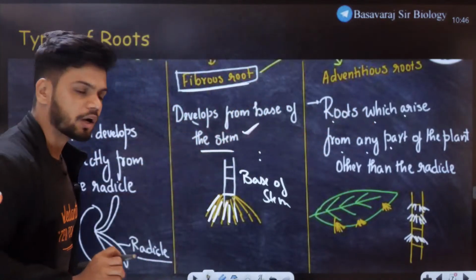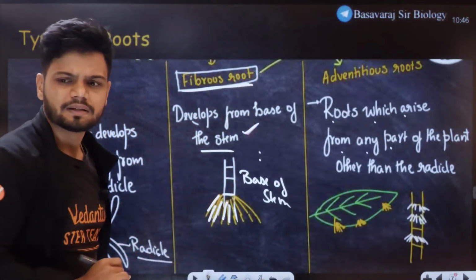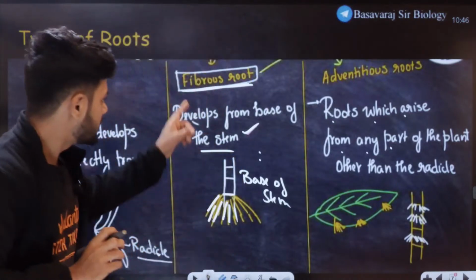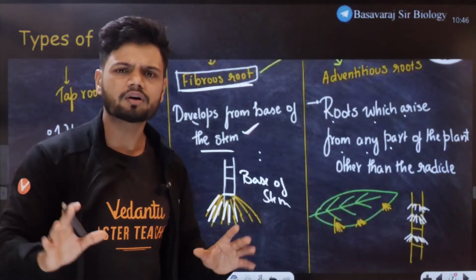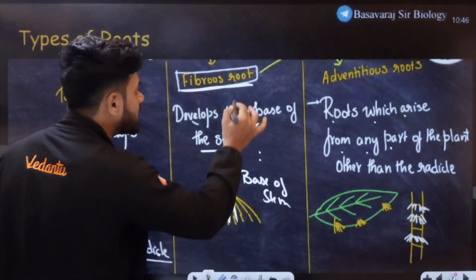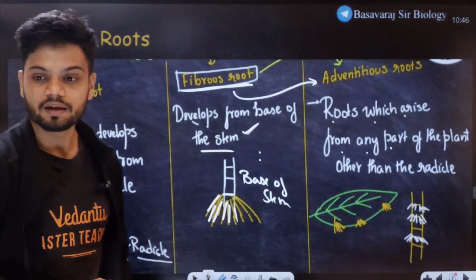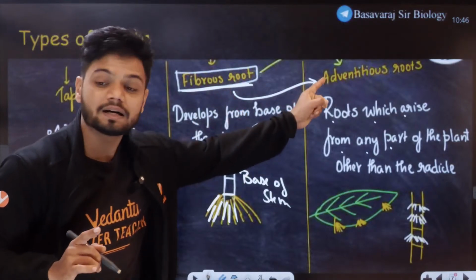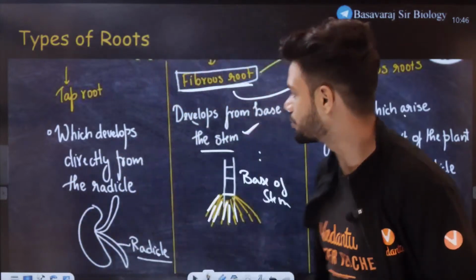Students, tell me in the chat right now, in fibrous root, are the roots arising from the radical? Tell me yes or no. You're like, no sir, not the radical. So can I call the fibrous root a type of adventitious roots? Can I say that, students? Fibrous root is a type of adventitious roots. So that is the basic understanding which you need to have for your root.